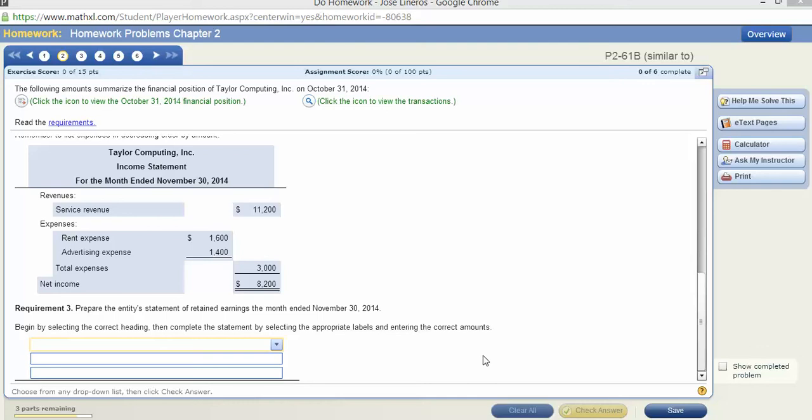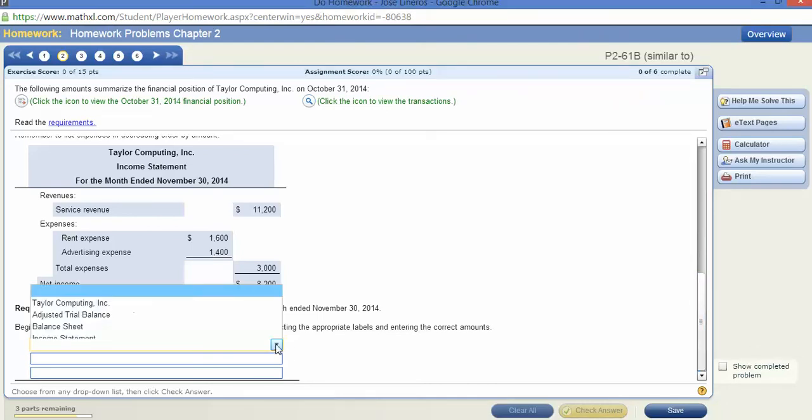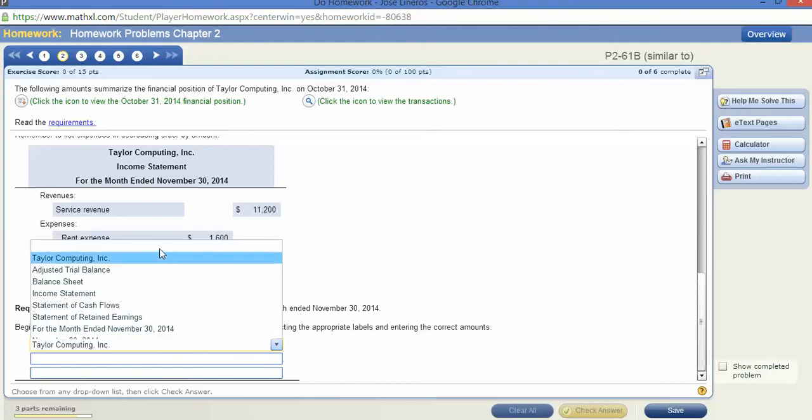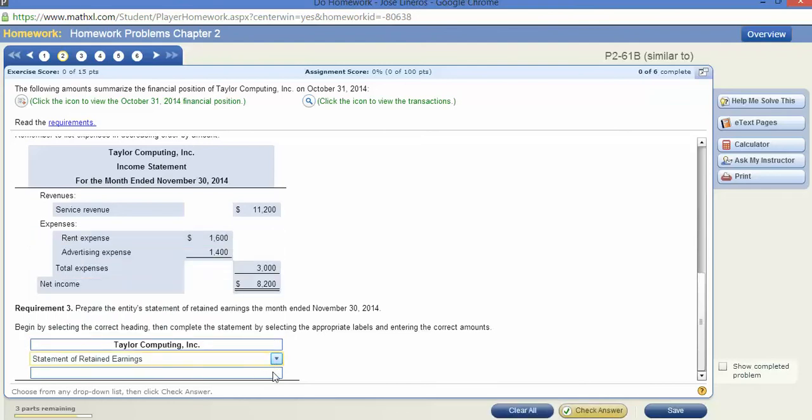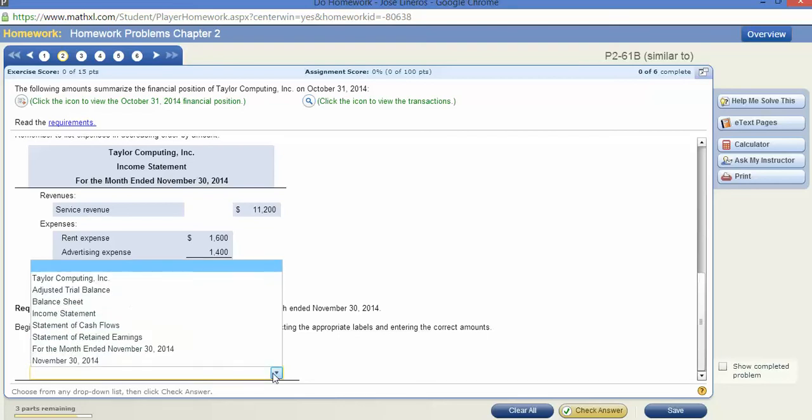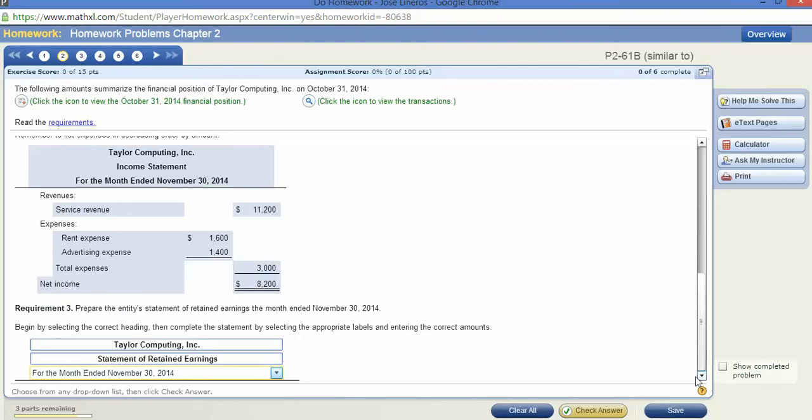Okay, let's look now at the statement of retained earnings, last but not least. Remember, these statements all begin with the company name, then the name of the financial statement, statement of retained earnings. Well, I guess we're going to have the balance sheet after this, so it's not last but not least. And then for the month ended November 30th, 2014.